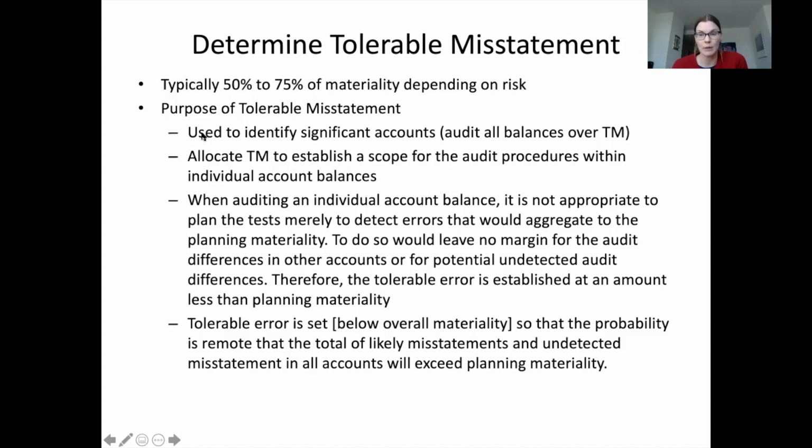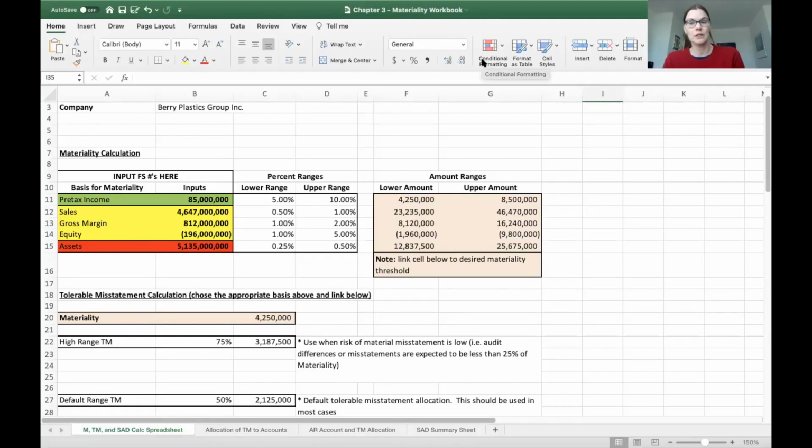Now, the first thing that we use tolerable misstatement for is to identify what we call significant accounts. The purpose of this is we want to audit all balances over TM, or tolerable misstatement. So before we continue, I want to share this workbook with you. You are going to find this along with the chapter 3 slides attached to the series of lectures.